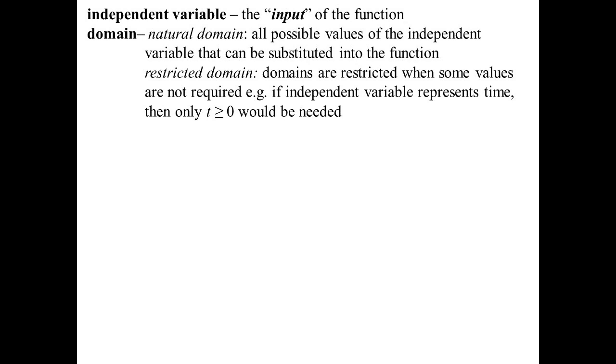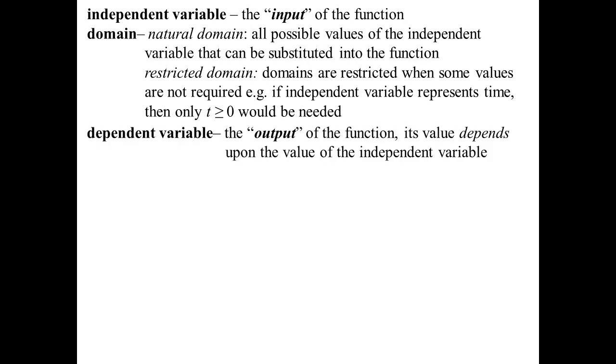Now sometimes we have to restrict the domain. So an example I've got here is if we were talking about time, we'd probably restrict the variable to be t is greater than or equal to 0, because we don't really talk about negative time. So you might have some restriction on there. Dependent variable then becomes the output.